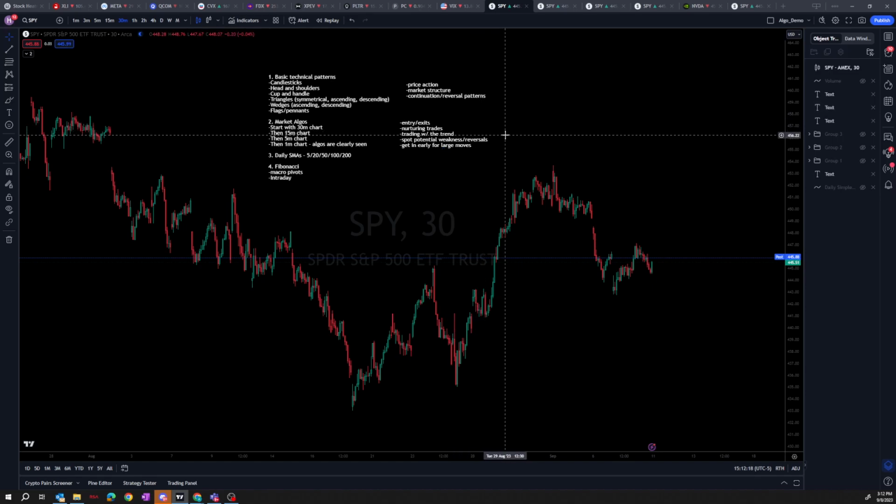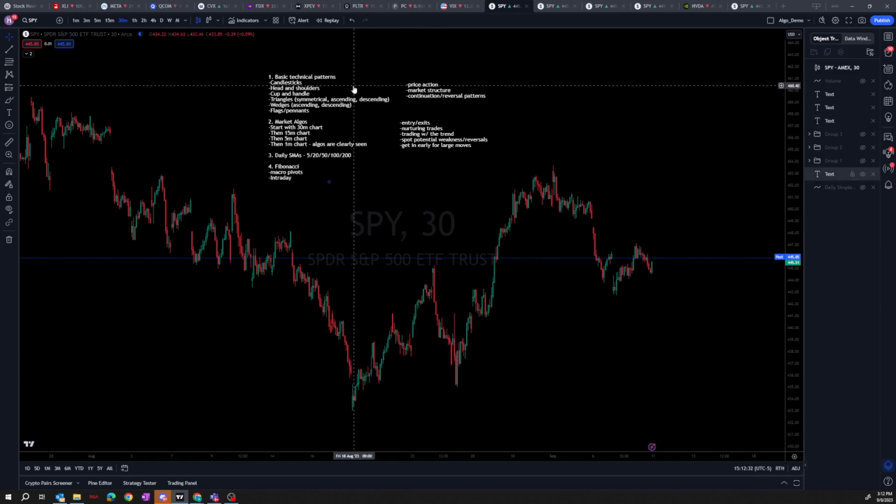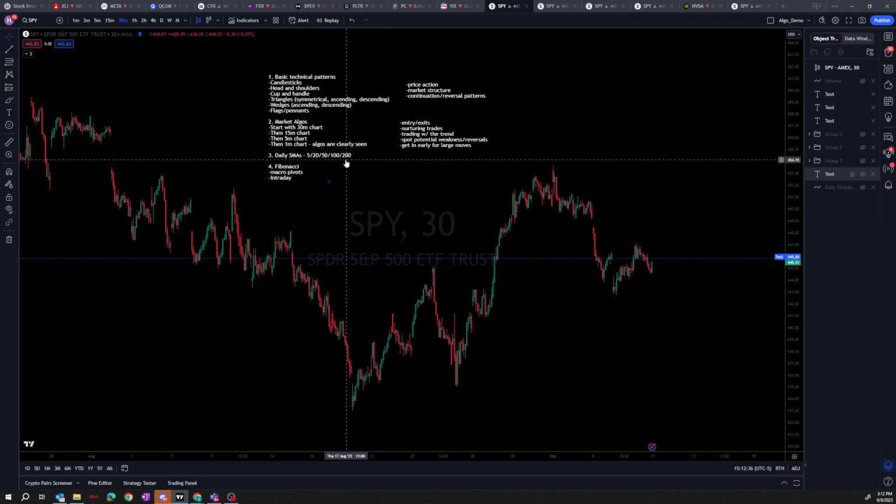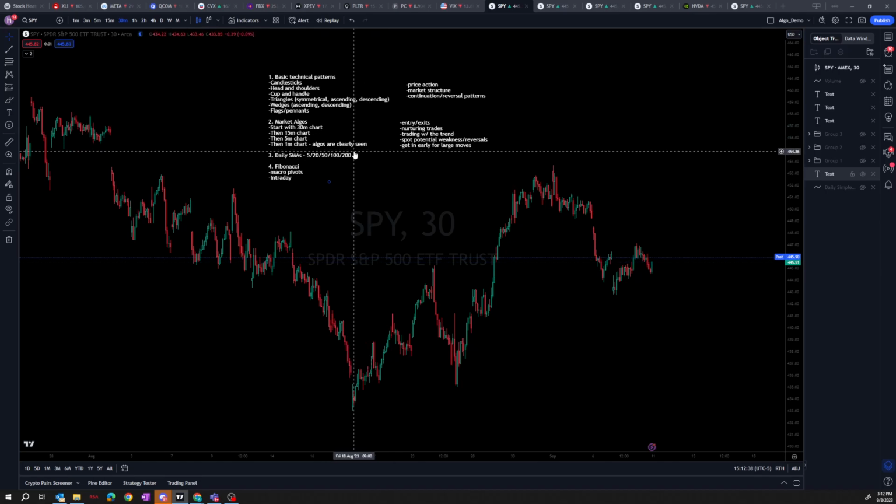And then finally, spotting potential weaknesses or reversals. Sometimes if you use the market algos, you can tell when the buying or selling is starting to slow down and if there's going to be a potential reversal. And you use some of your basic technical patterns like your head and shoulders, inverse head and shoulders, to see if one of those patterns plays out.